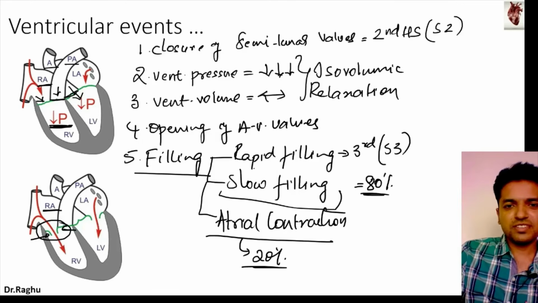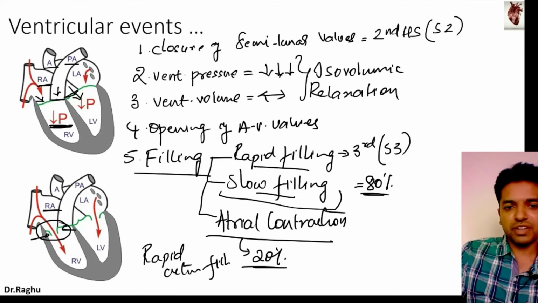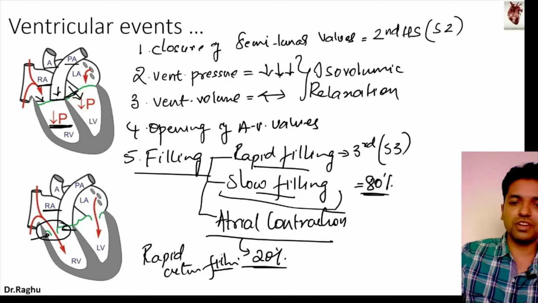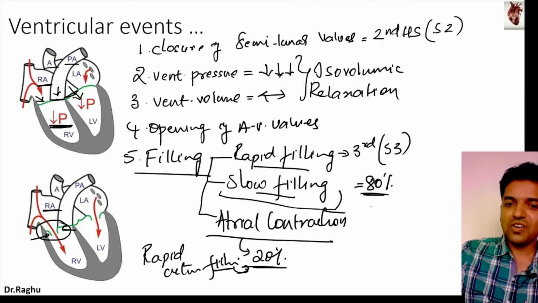So the first phase is rapid passive filling phase, the second phase is slow passive filling phase, and the third phase, in some books, is also called rapid active filling phase, which helps in movement of the remaining 20% of the blood from the atria into the ventricles. So it is as simple as that. And now again atrial contraction is going to produce the fourth heart sound.